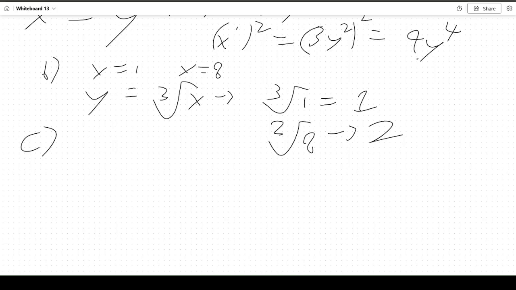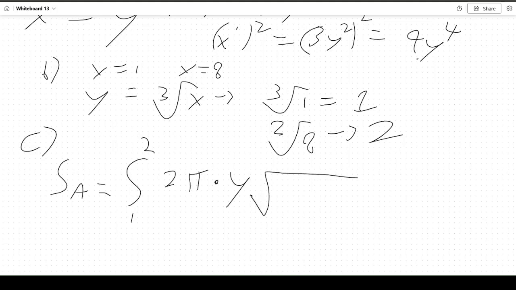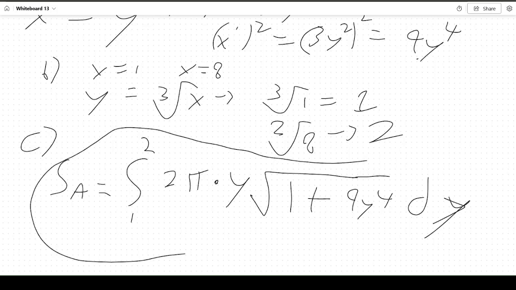So the surface area would be from 1 to 2 of 2 pi. In this case, we are going to put y, and plug in our new squared derivative with dy. This is how you set it up in terms of y.